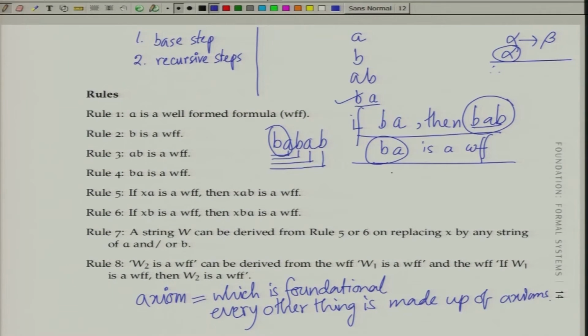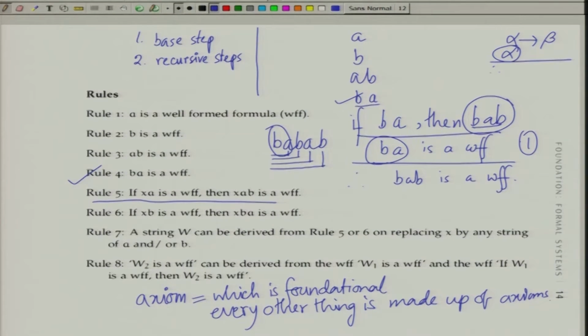So we know that BA is a WFF. We know that because rule 4 tells us that BA is a WFF, and by replacing X by B in rule 5 already we have made, if BA is a WFF then BAB is a WFF. From that we can easily derive that therefore BAB is a WFF. So this is the very first step of it. We have not reached BABAB, we still need other things.